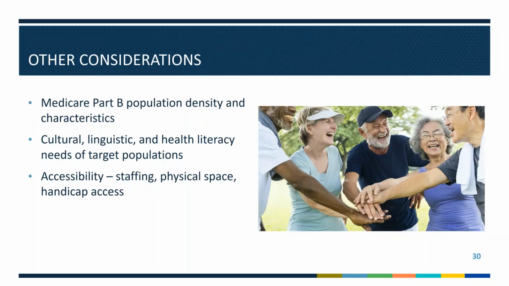Helpful resources include these web pages: CDC's National Prevention Information Network webpage on cultural competency, and the Office of Disease Prevention and Health Promotion's webpage on health literacy. Links to these web pages can be found in the CDC guidance document. Your state or local health department may also have useful data or resources. Consider other factors when you are doing program planning, such as staffing, physical space, and handicap access to program facilities.